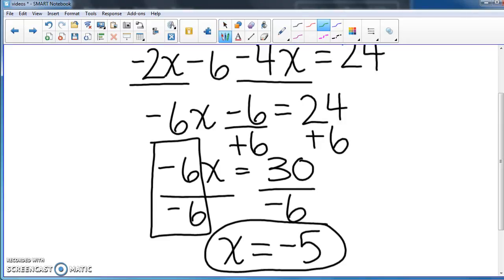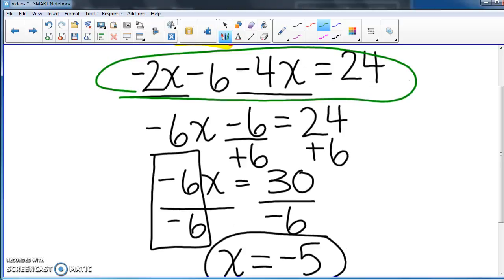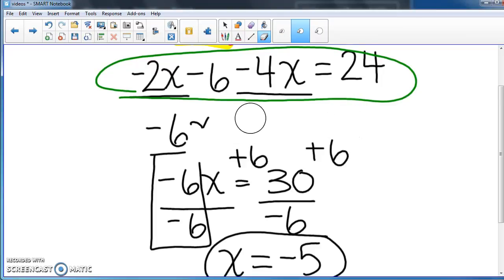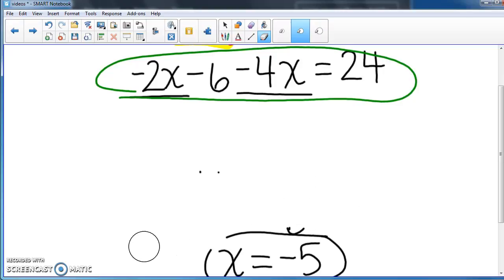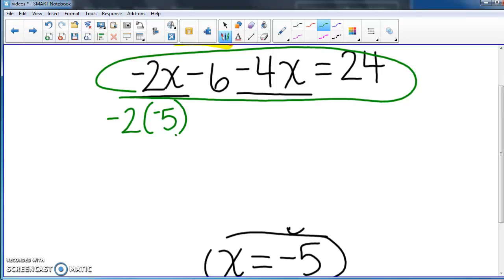To check that, I'm going to go back to the original problem, and my original problem was right here, and I'm going to rewrite the problem, but instead of having x, I'm going to use the solution of x equals negative 5. To do that, just for purposes of having more room, I'm going to erase all of this. I'm going to leave my solution. So I am going to do negative 2, or opposite of 2, and x I'm going to replace with negative 5 minus 6 minus 4 groups of negative 5 equals 24.